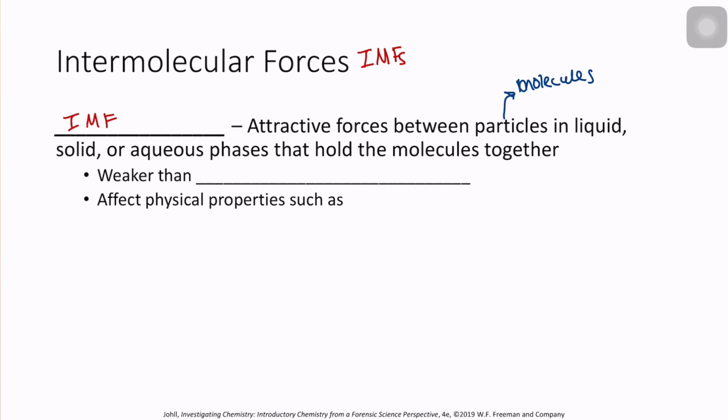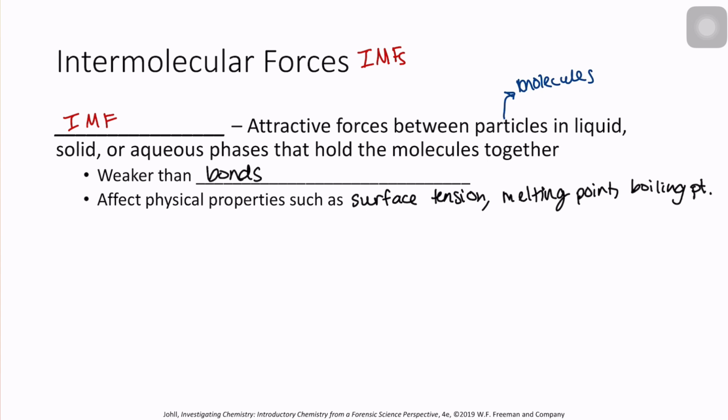IMFs are weaker than actual bonds. They are not bonds, and they will affect physical properties such as surface tension, melting point, and boiling point. They can also affect things like viscosity, the ability for a liquid to flow, or vapor pressure, the pressure right above a liquid. So these are just some examples of the types of properties IMFs can affect.